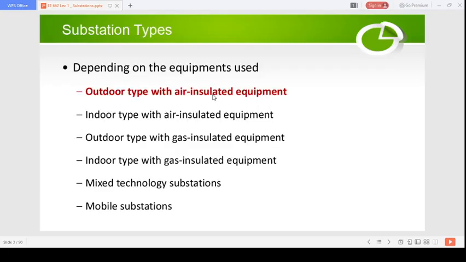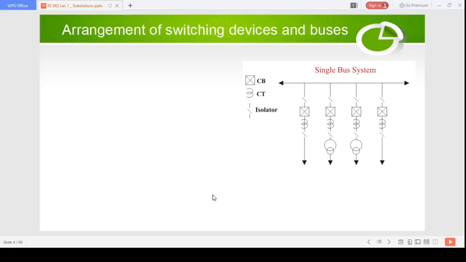We also talked about the different types of substations: outdoor type with air insulated equipment, indoor type with air insulated equipment, outdoor type with gas insulation, indoor type with gas insulated equipment, and mixed technology of air insulated and gas insulated equipment. And then you have the mobile substation. Sometimes when a substation is out of service, mobile substations are used to maintain uninterrupted power supply. I am not going to go through these substation types again.